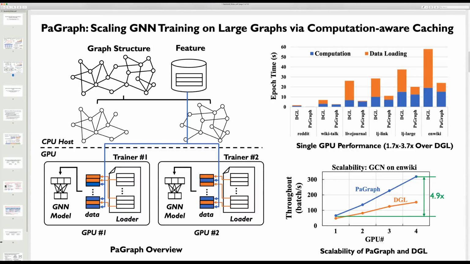The graph will be first partitioned into different subgraphs, and each trainer works on a dedicated subgraph. There is a loader inside each trainer, and the loader will cache frequently visited vertex data inside the GPU memory.